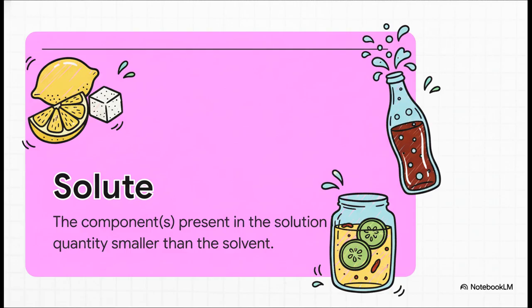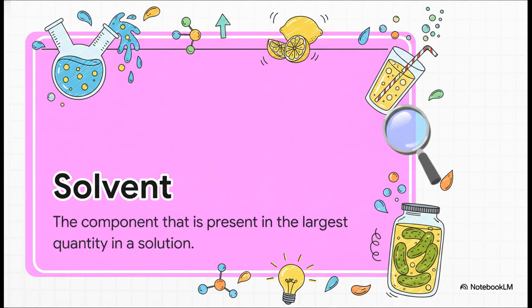The first one is called the solute. The solute is simply the stuff that's present in the smaller amount. It's the thing that gets dissolved. So in our Nimbu Pani, what are we adding just a little bit of? The sugar and the salt, right? So they are our solutes. Simple, na? And if the solute is what gets dissolved, then the solvent is the thing that does the dissolving.